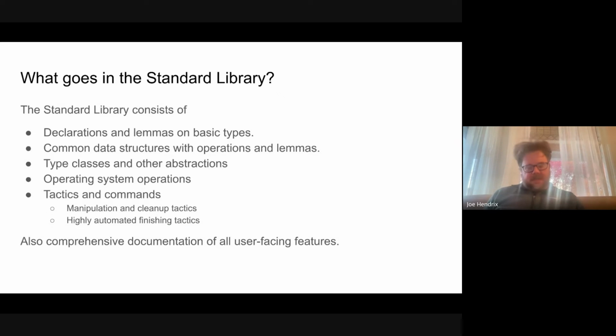So what does it consist of? Well, it's a Lean library. It has additional declarations and lemmas on basic types. Here I'm thinking natural numbers, Booleans, equality, all sorts of fundamental types. There are common data structures with operations and lemmas, so you can both use those data structures and verify properties about them. Type classes and other abstractions.